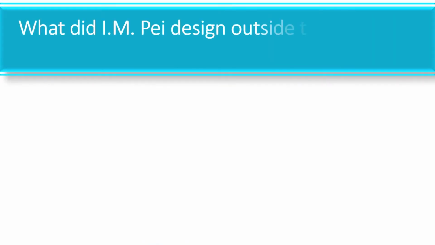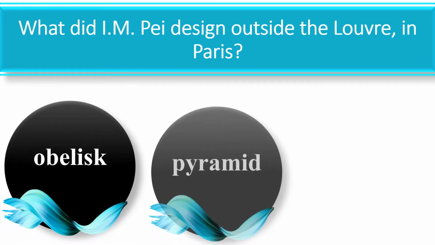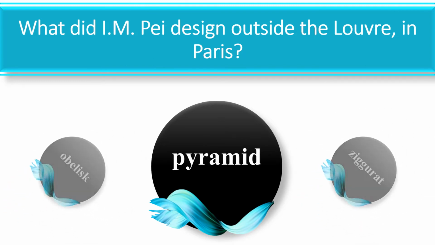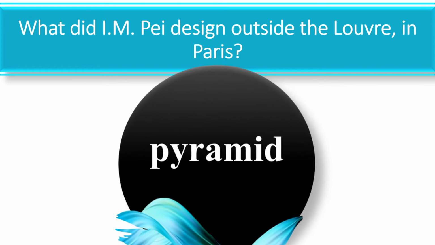What did Pei design outside the Louvre, in Paris? Obelisk, pyramid, ziggurat. Pyramid. The Louvre Pyramid is a large glass and metal pyramid designed by Chinese-American architect I. M. Pei, surrounded by three smaller pyramids in the main courtyard, Cour Napoleon, of the Louvre Palace in Paris. The Louvre Pyramide inversée, or inverted pyramid, is a skylight constructed in the Carrousel du Louvre, an underground shopping mall in front of the Louvre Museum in France.